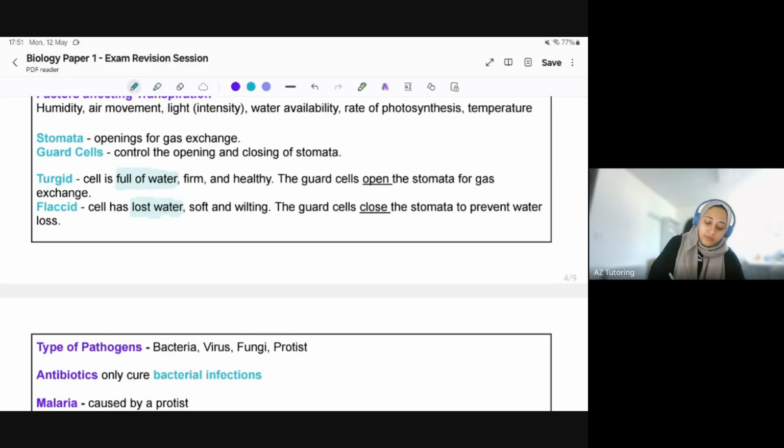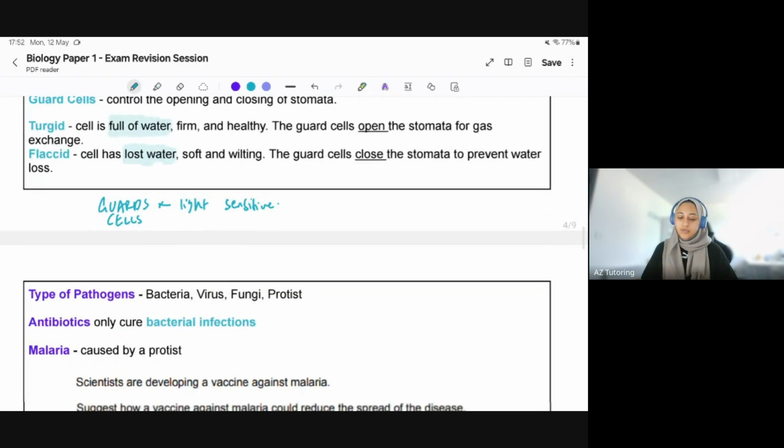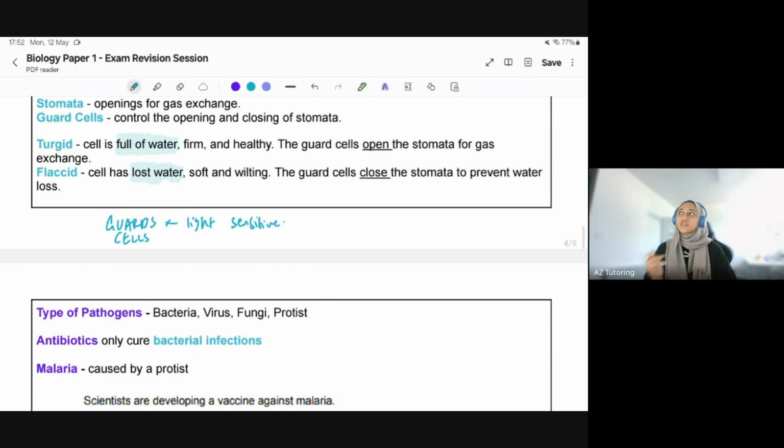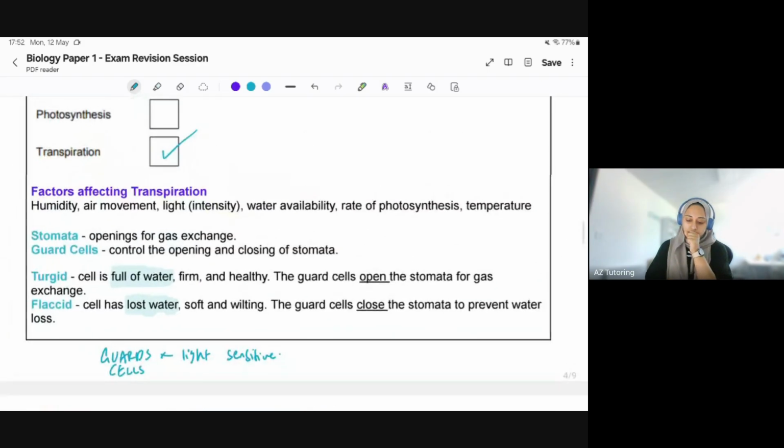Another thing to remember about guard cells is they're light dependent, or light sensitive? Light sensitive is what I would say. So the guard cells are essentially guarding the stomata, is what you can think. They're light sensitive because at nighttime they will close the stoma just to make sure it doesn't lose water at nighttime, and it conserves it because the plant is not photosynthesizing at nighttime.